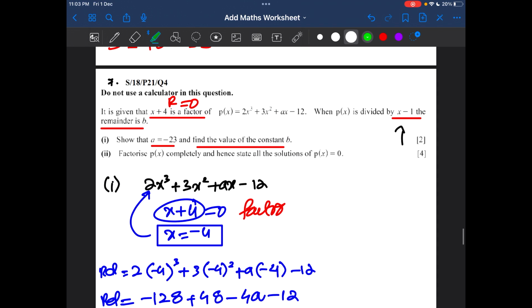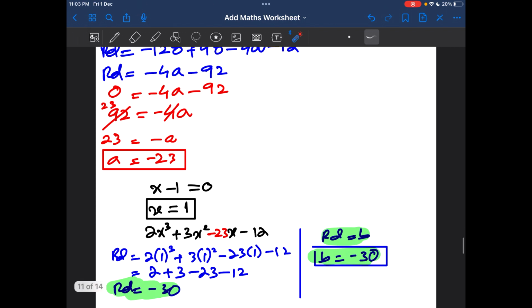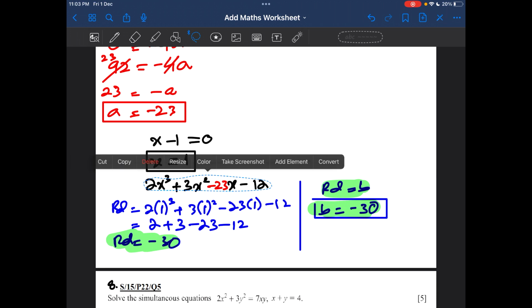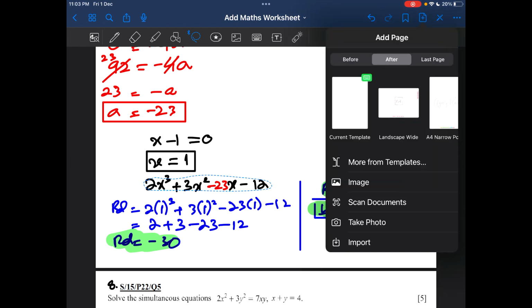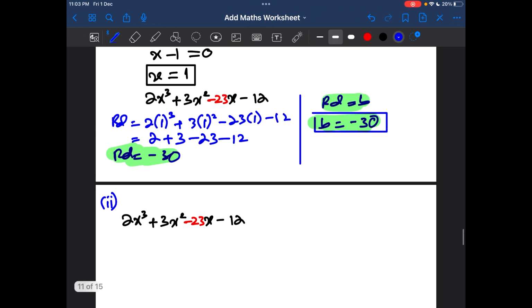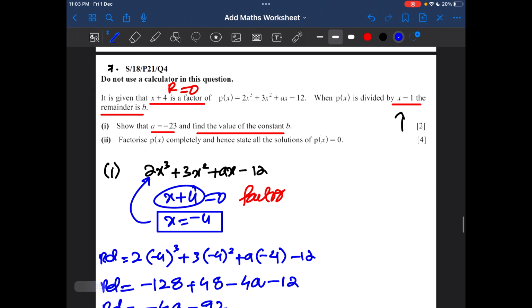In the next question, they are saying factorize p(x) completely and hence state all the solutions of p(x) equal to 0. They're asking you to factorize this expression. So in order to factorize it, we know the first factor of this equation. What was the first factor? They have already told us x plus 4 is a factor.